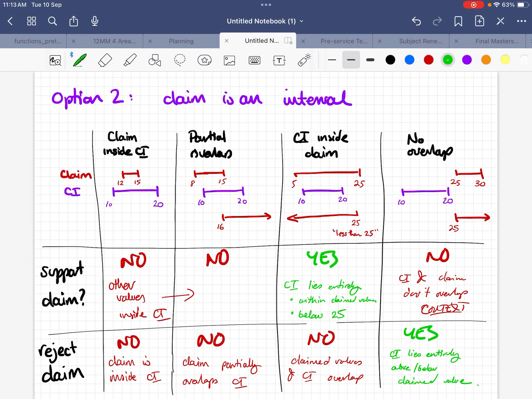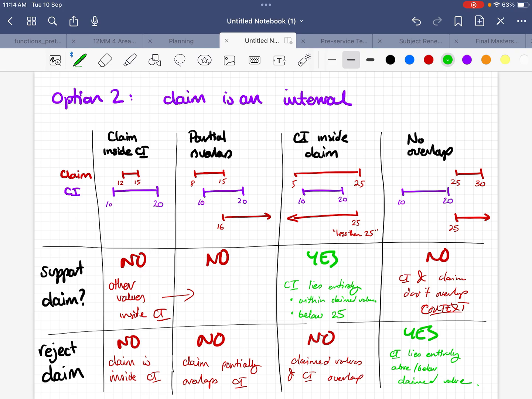So, in this case, your claimed value, we might say, we're claiming that it's greater than 25, whatever it is. Our confidence interval is between 10 and 20. Can we reject this claim? Yes, we can, because our confidence interval lies entirely below 25. That's a really good contextual answer there.